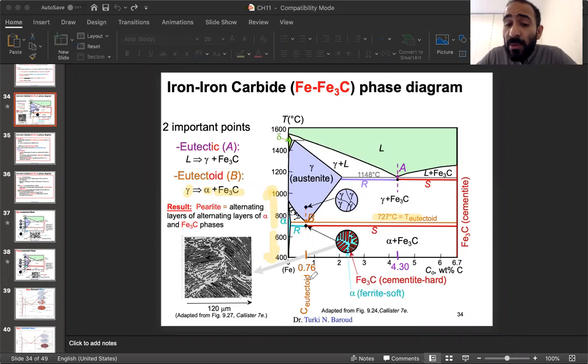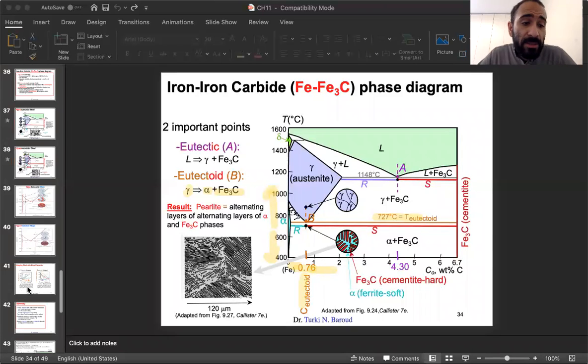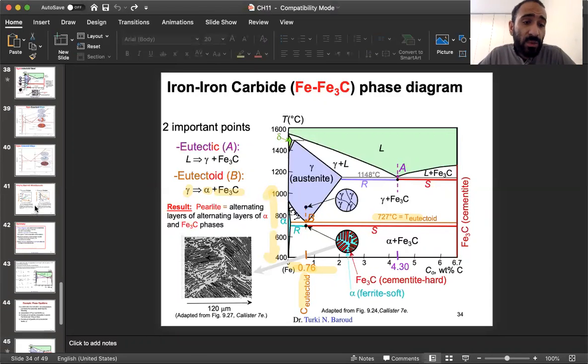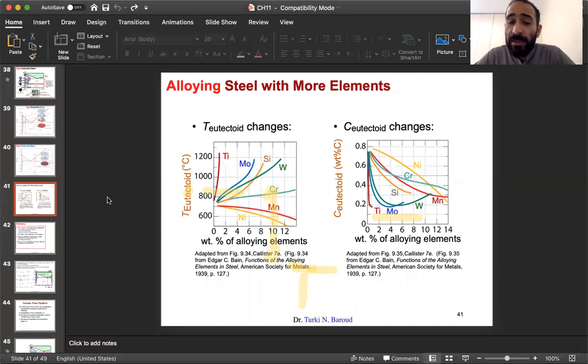Similarly, if you want to play with the eutectoid composition, the eutectoid composition for the iron carbide is 0.76. Imagine you would like to push it a little bit to the left or to the right. Can you do that? Yes, you can, if you add other elements, because other elements are going to change this phase diagram, as you can see over here. So what is the eutectoid temperature?